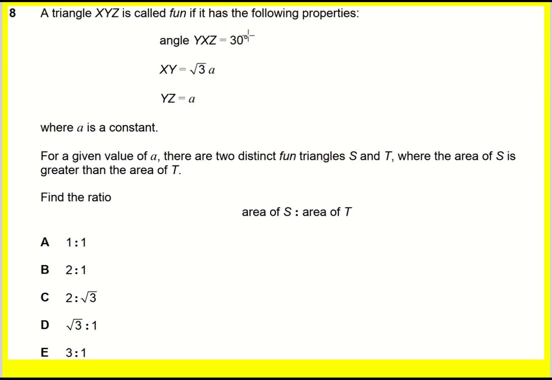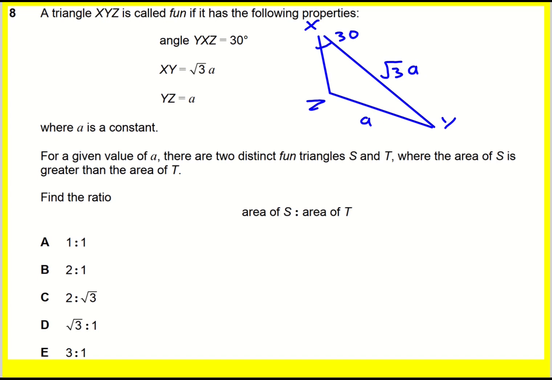Let's get down this question of the triangle. So we've got triangle XYZ, but I've got an angle of 30 degrees, YXZ. So let me draw it like that. So this X is 30. So then XY is root 3A and YZ is A. And we want to investigate the area.